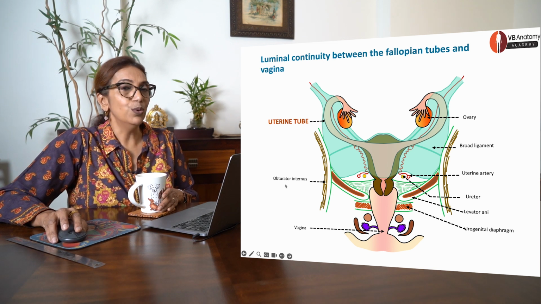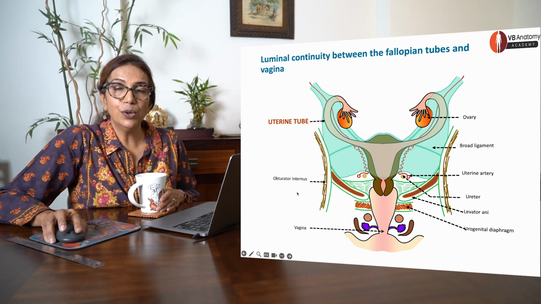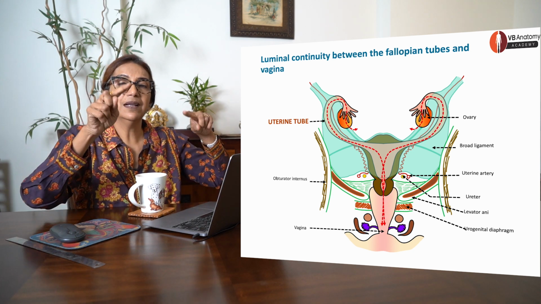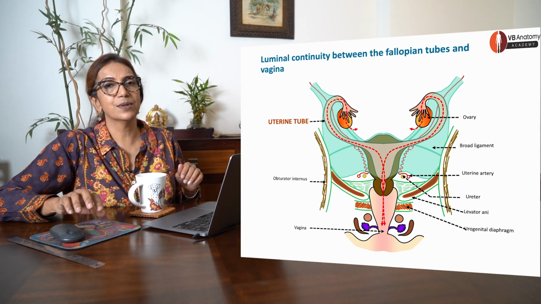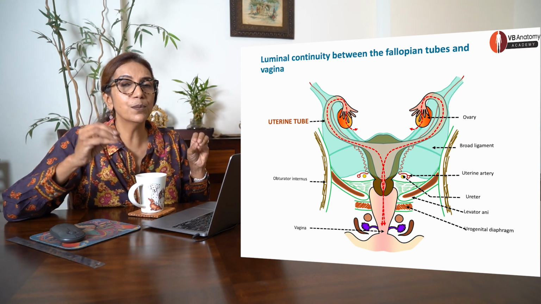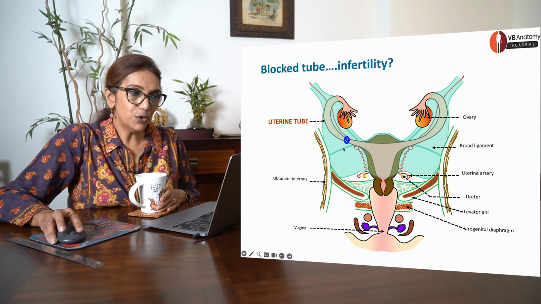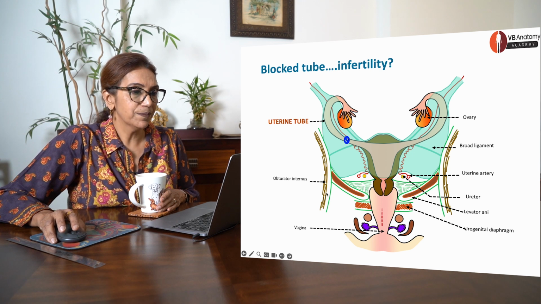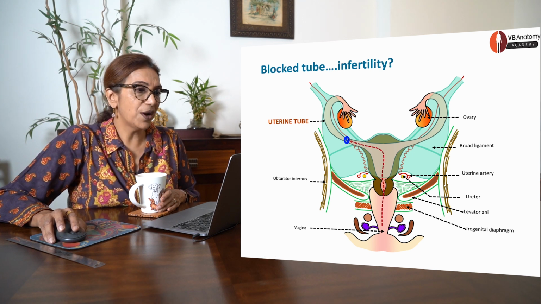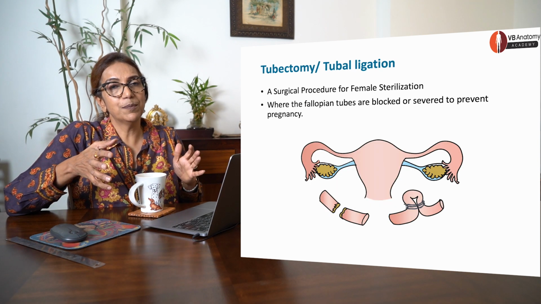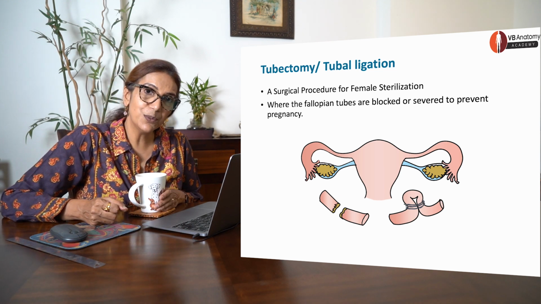Right. So the luminal continuity I want to stress upon is this. This entire path has to be continuous. There cannot be an obstruction in the lumen along this. Suppose the tube is blocked here. What would happen? Any sperm trying to enter through would get blocked here. That is the basic concept of tubectomy. I'll explain it to you further.